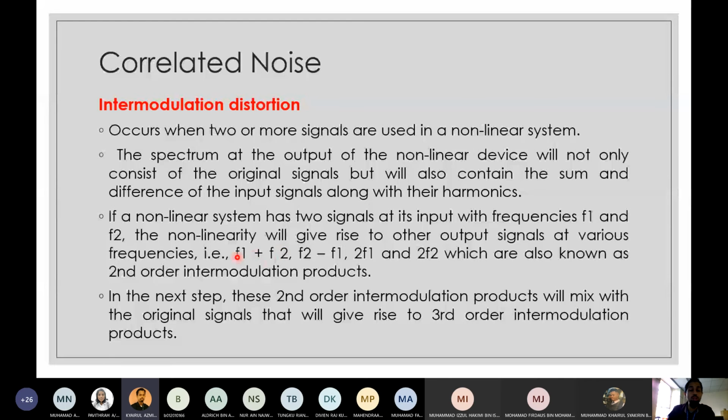Okay, so when we have two different frequencies, we see that when the signals are inside the same circuit, the frequencies can affect each other. We can have a combination of the frequency, or a subtraction of the frequency, or a multiple of the frequency, which can generate further complication in our signal.